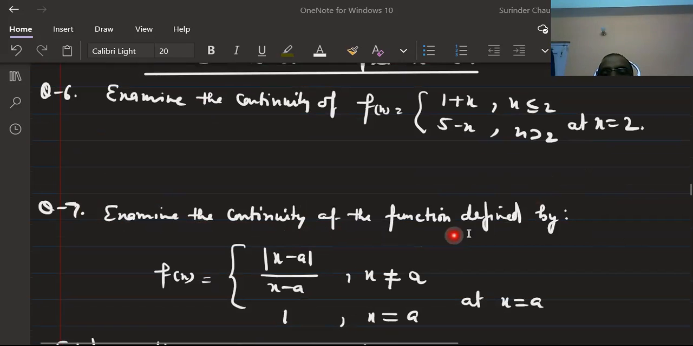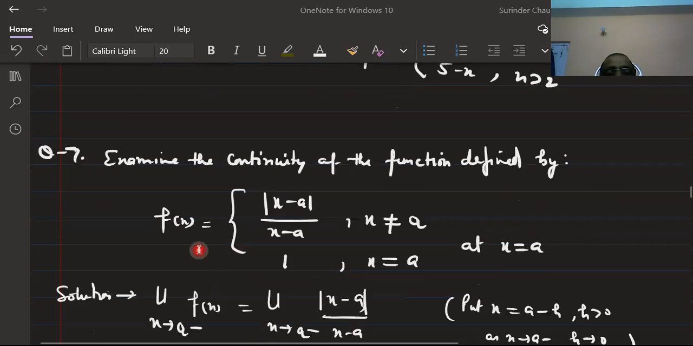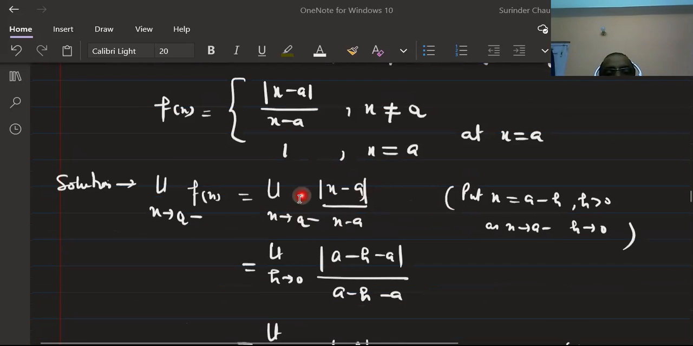Examine the continuity of the function defined by f(x) equal to modulus of x minus a upon x minus a for x not equal to a, and 1 for x equal to a, at x equal to a. Again, this is a modulus function. We find the left limit, limit x tends to a negative of f(x), which is equal to the limit of modulus of x minus a upon x minus a.